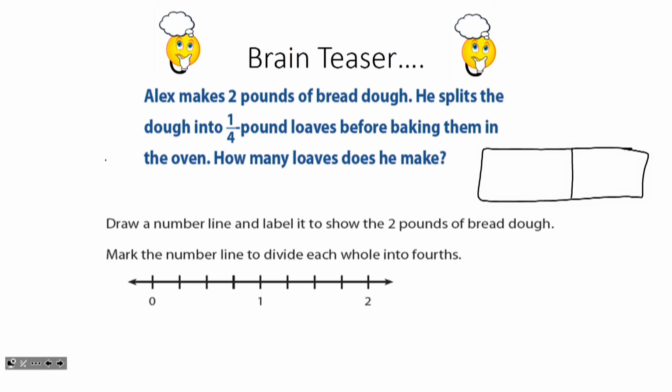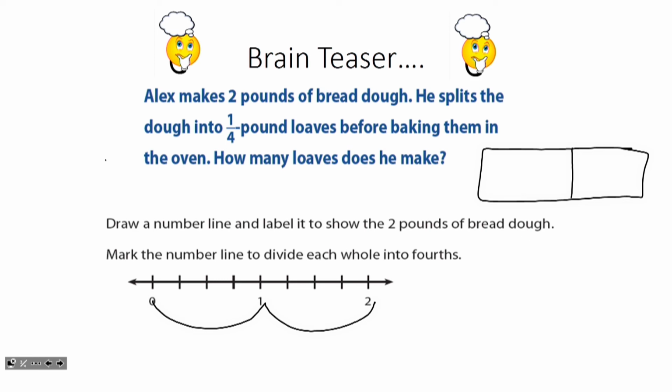So there's a fraction model, but I want you to look down here at the bottom of the screen. It also says the number line. It says draw a number line and label it to show the 2 pounds of bread dough. Well, it's labeled for you. Here is pound 1 and here's pound 2. So essentially this number line is the same thing as this fraction bar.